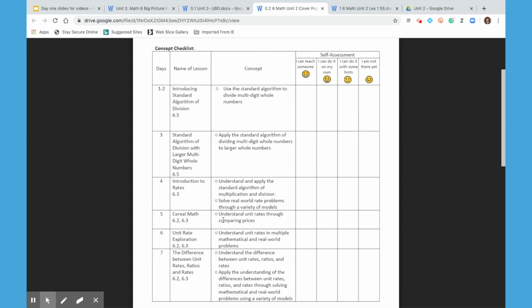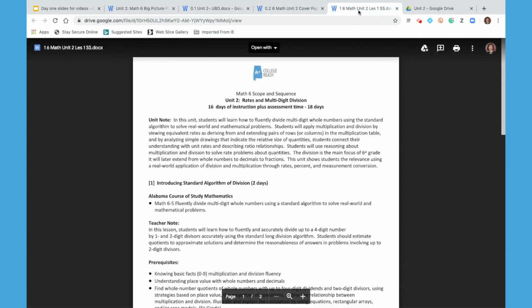And now let's look at the learning target that students will use. I can understand unit rates through comparing prices. What better way to allow students to understand the meaning of math than through real life. And this is a real life lesson that they will be doing. Now the unit note for this unit.